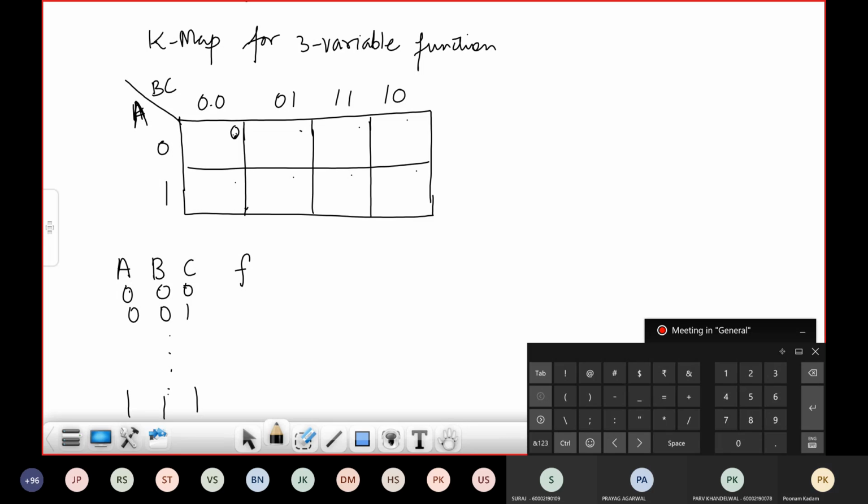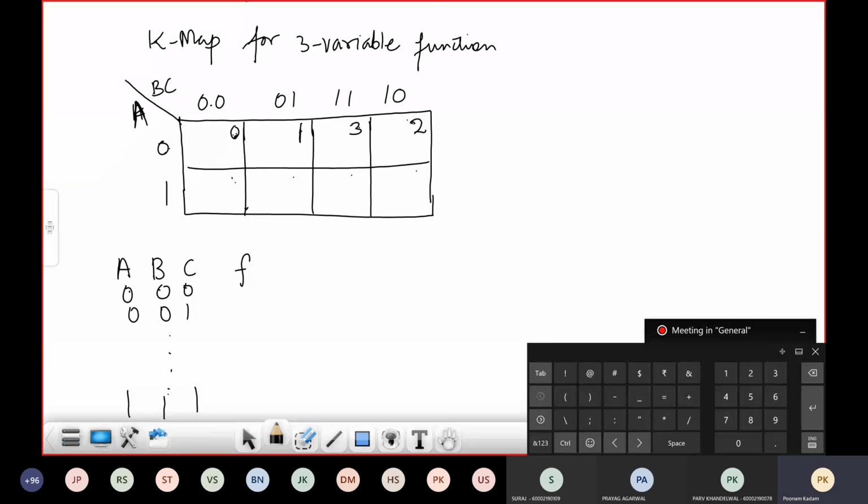The cell next to this will have minterm 1. Now this last cell, what is the minterm for this last cell? It is 0 1 0. 0 1 0 is the binary equivalent of decimal number 2, right? So this cell corresponds to minterm 2. And this cell corresponds to 0 1 1, which is 3, right?